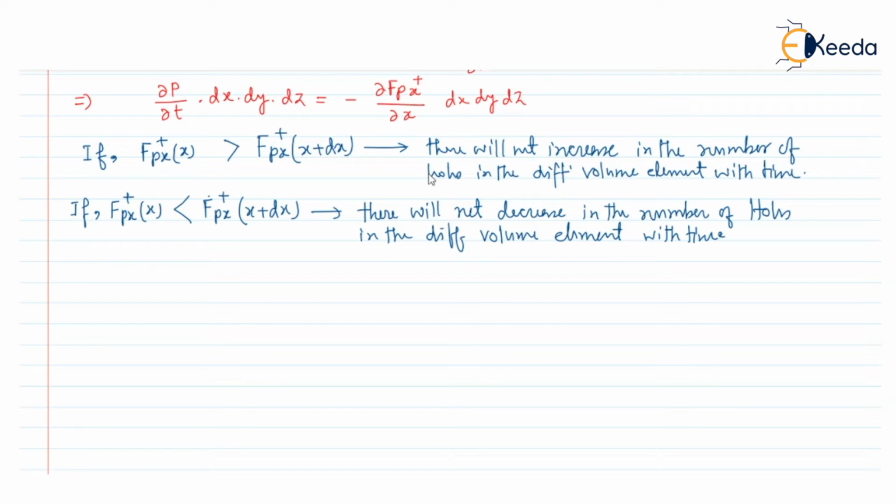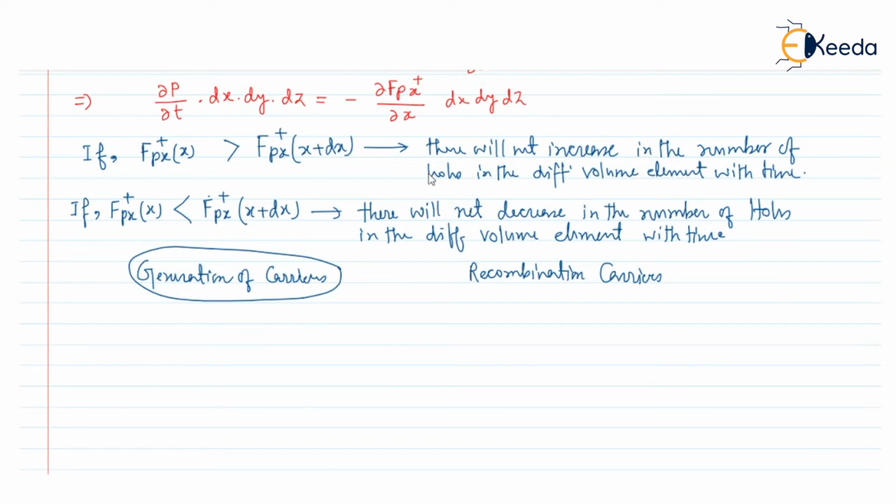Now this increment and decrement that is happening inside the differential volume, the reason behind this is the generation of carriers, and another is the recombination of carriers. Due to these two phenomena, there can be generation and recombination of carriers, and due to which there can be an increment or decrement in the number of carriers inside the differential volume.